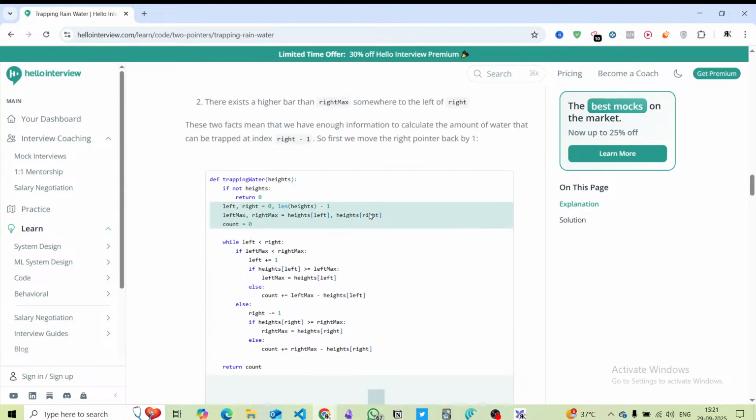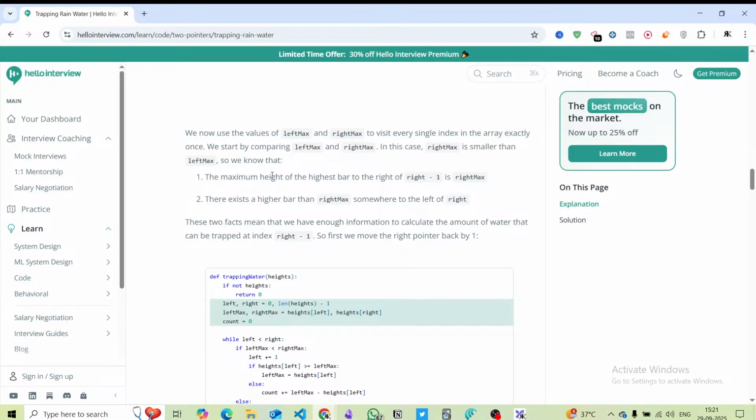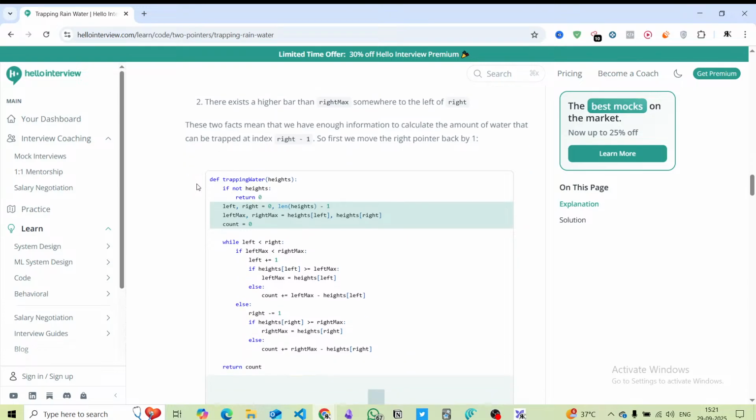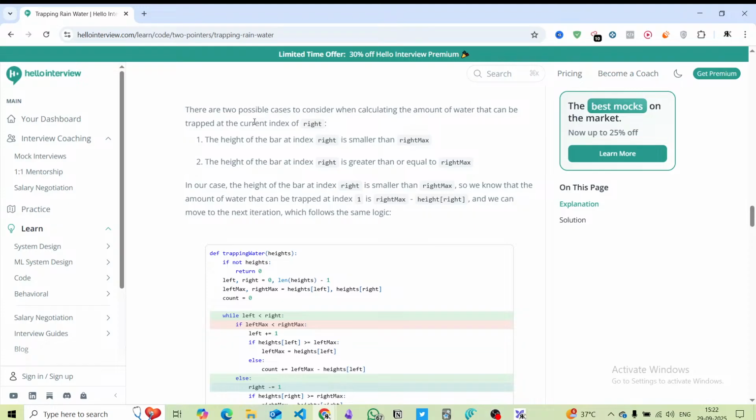Just missed out something. Left max and right max to visit every index exactly once. You start by comparing left max and right max. In this case, right max is smaller. But the maximum height of the highest bar to the right of right minus one is right max. There exists a higher bar than right max somewhere to the left of it. There are two possible cases considered.